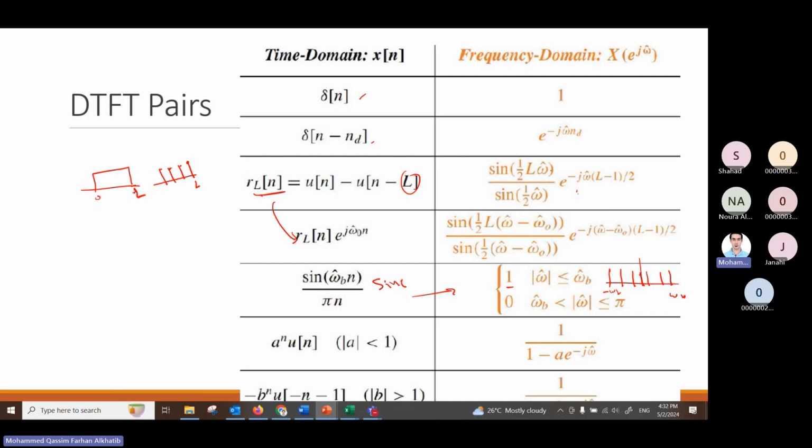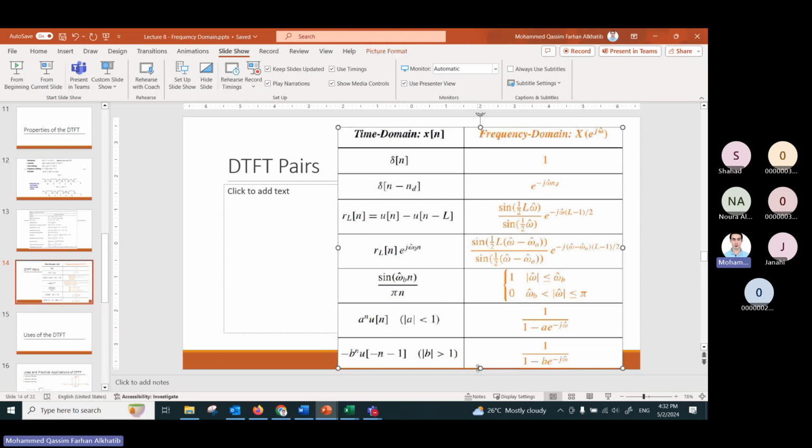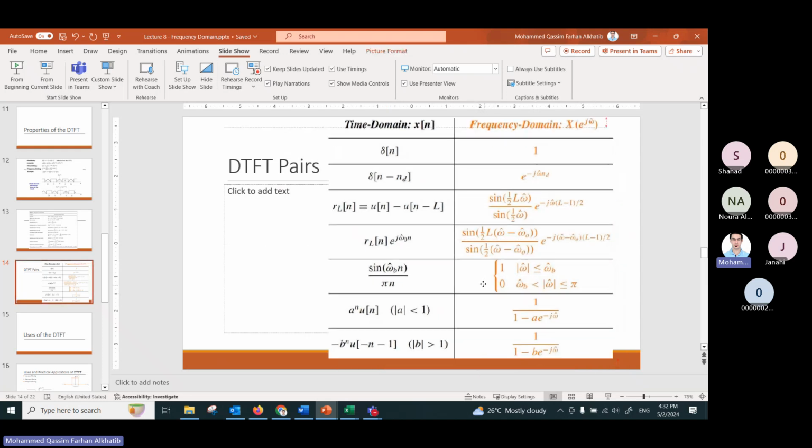For the unit step function with the condition of a less than 1, that's the transform we have seen a while ago. I'll move this one here because it's way below. Let me see if I can put it in a better location.